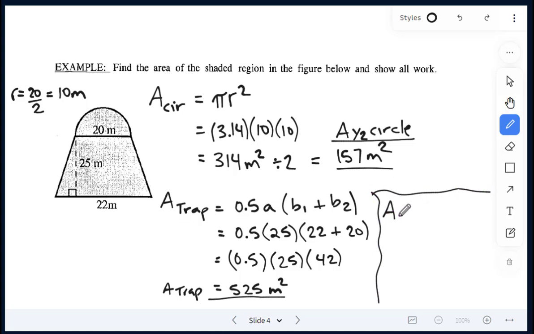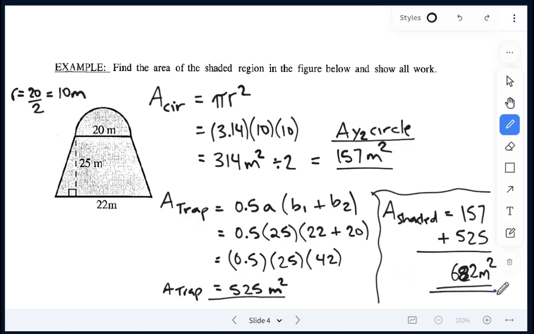So the area shaded is 157 plus 525, which gives me 682 meters squared. That is area shaded.